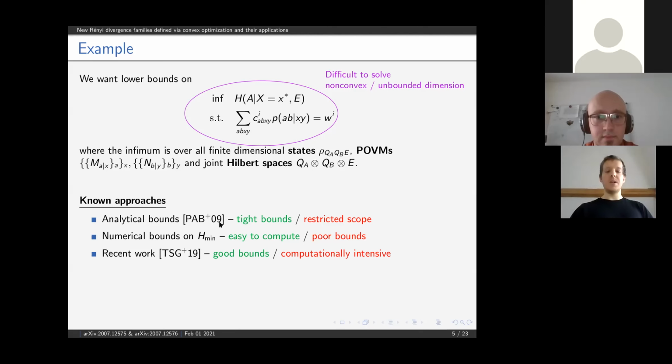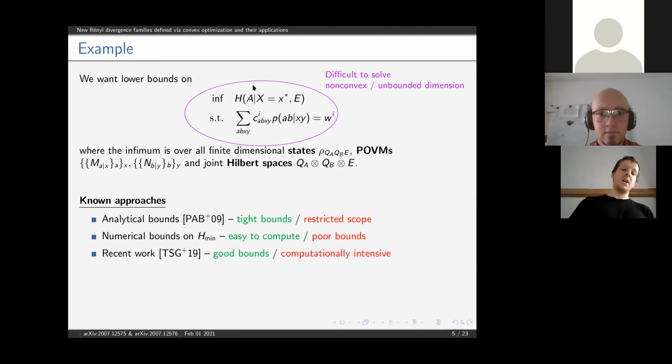They got analytical bounds, and these were tight bounds. However, the techniques that were required in order to prove these bounds are sort of restricted in their applicability to other protocols. For example, they relied on the fact that the devices had 2 inputs and 2 outputs. Alternatively, one can compute numerical bounds via the min entropy.